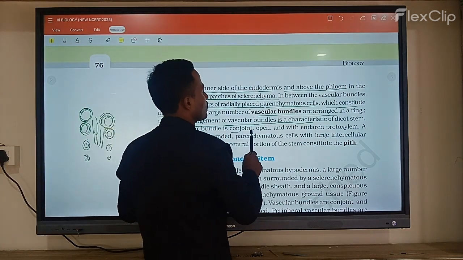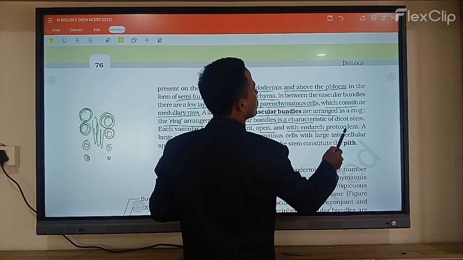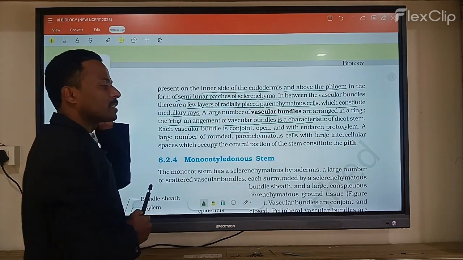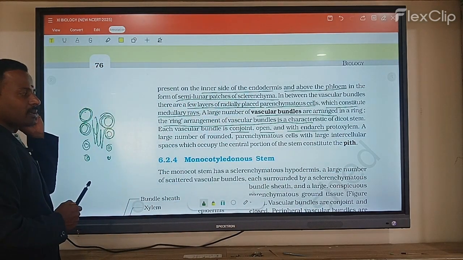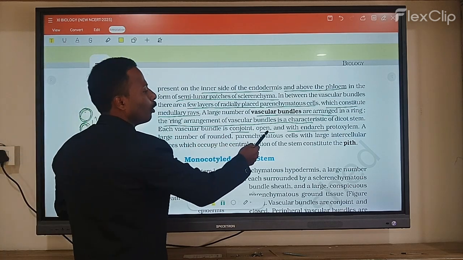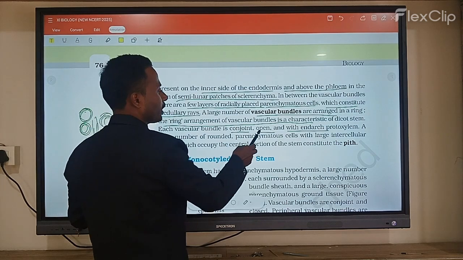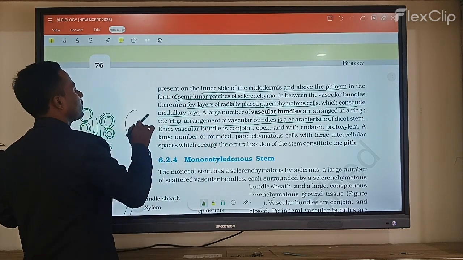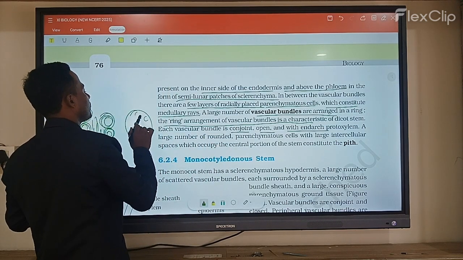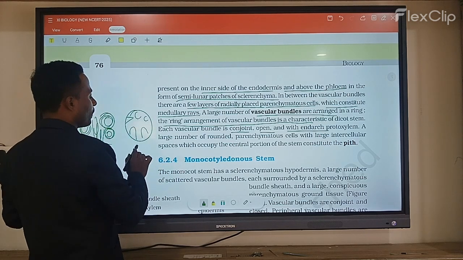Each vascular bundle is conjoined and open, with endarch xylem, where the protoxylem is present. So here the vascular bundles are mostly conjoined, open, with endarch protoxylem. Conjoined means the xylem and phloem are arranged on the same radius, and open type means what?